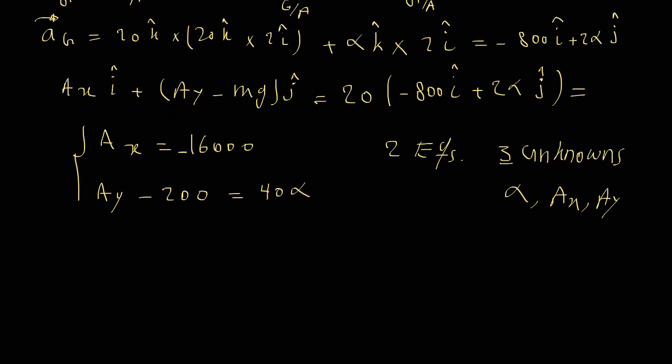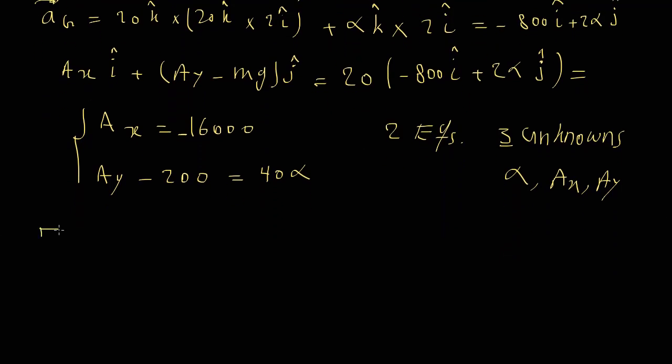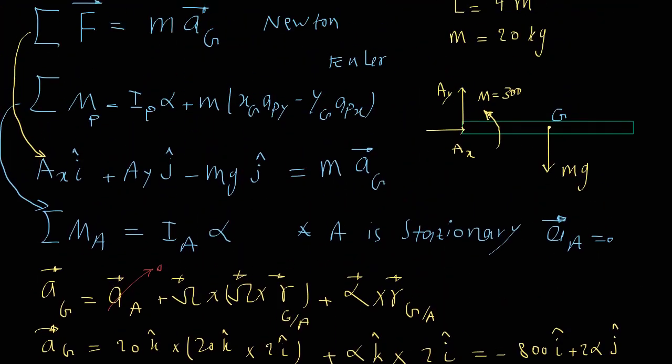So we get sigma M_A is equal to I, which is 1 over 3 m L squared times alpha, which again, alpha is unknown. Let's calculate the moments that we have on the rigid body. So we are calculating the moments around this point.